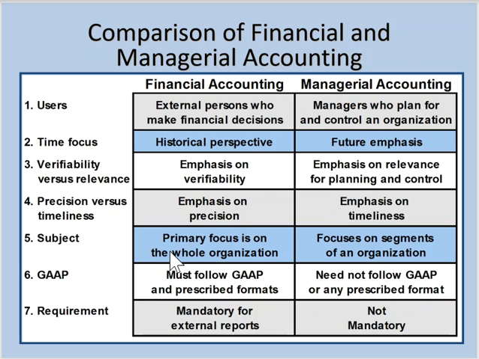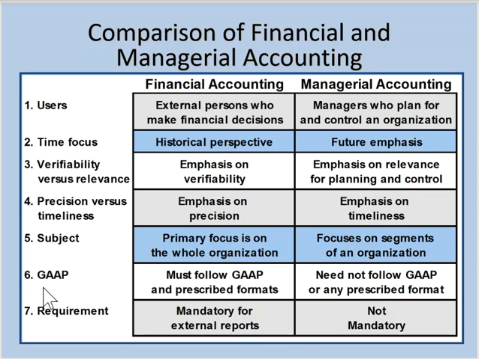If we look at segments of organizations, financial accounting is going to be focused on reporting for a company as a whole, the entire organization, whereas managerial accounting focuses more on the segments of a company, for example, product lines or sales territories, divisions, departments, something like that.